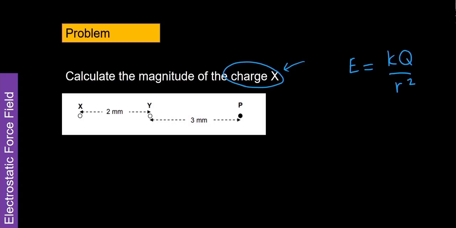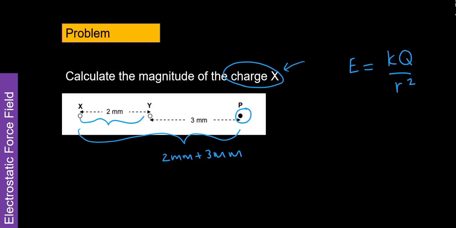What do we know? Well, we do know distance, don't we? We know the distance between X and Y, so we know that distance. We also know the distance from X to P. How do we know that? Well, we know that it's 2 millimeters plus 3 millimeters. Why am I concerned about P? Because I do know what the electric field strength is. They've given it to us.